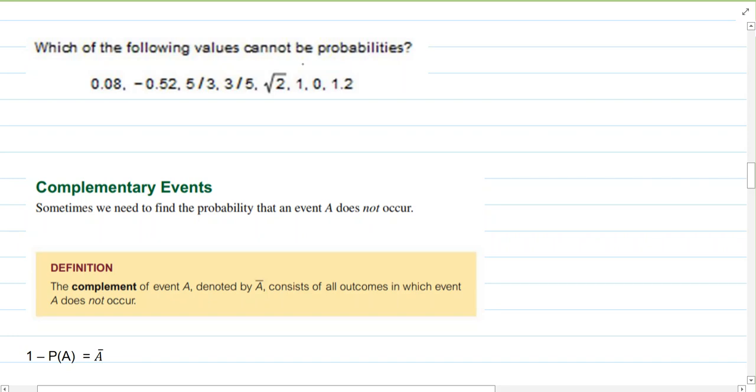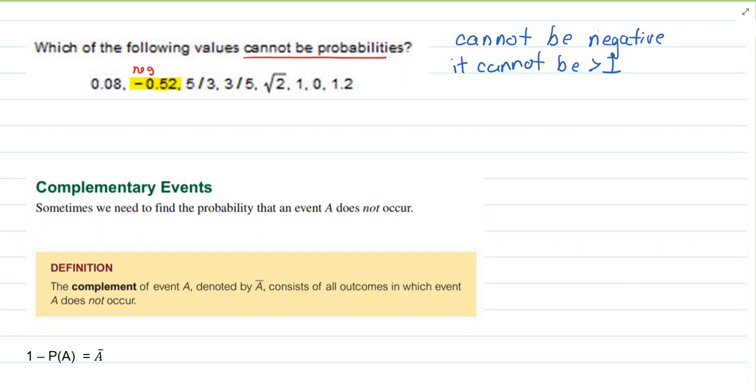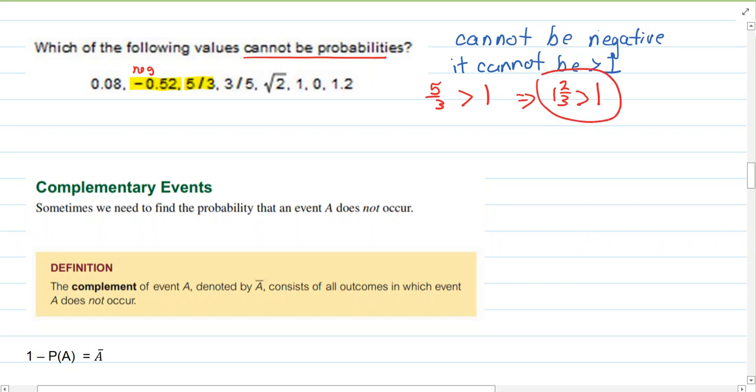Well, which of the following cannot be probabilities? Well, we notice that it cannot be negative. It cannot be greater than 1. So let's look at what we have here. What could not be? Well, this one right here is negative, so it is not a probability. 5/3 is greater than 1, because if we do the math on it, it is 1 and 2/3. So therefore, not a probability.